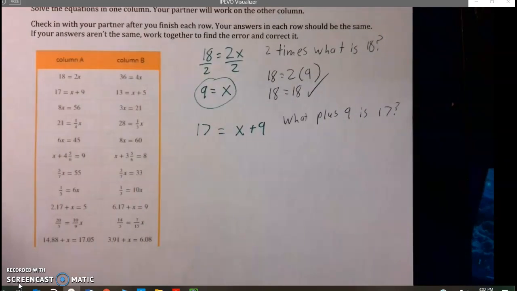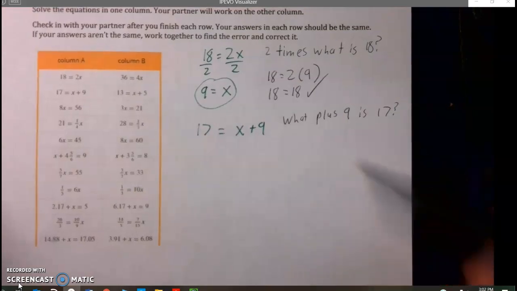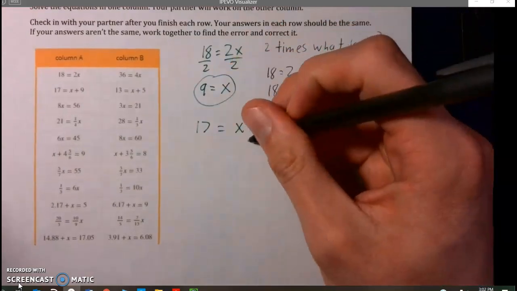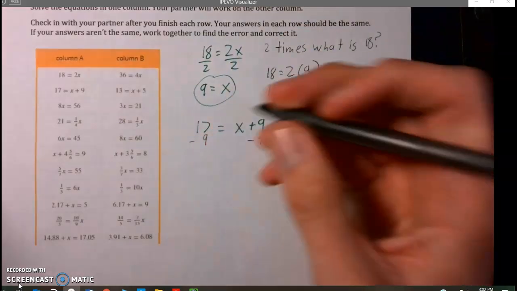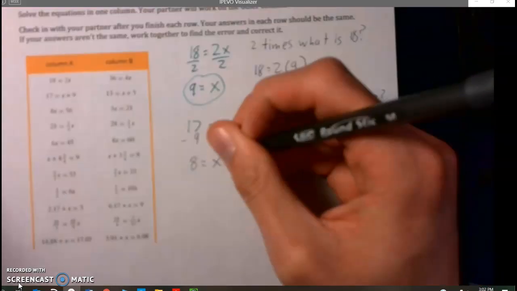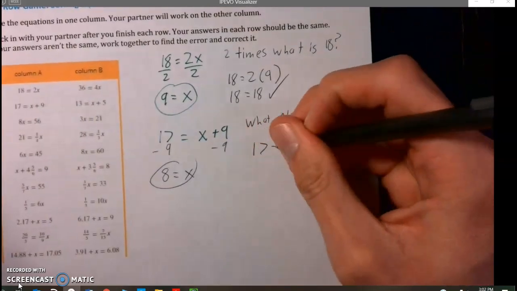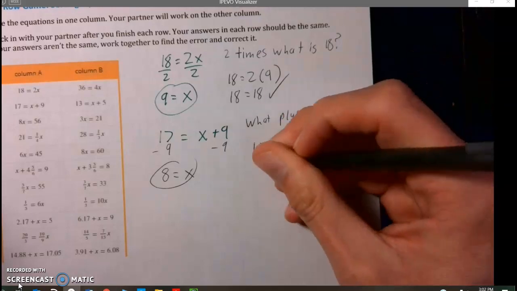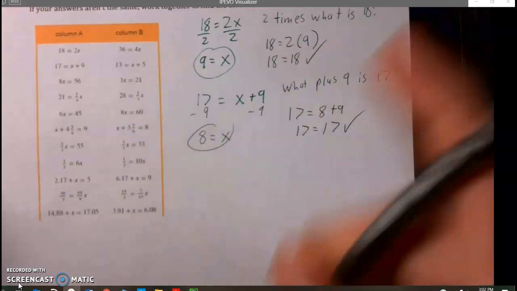But we always like to show work, and the only way to show work is to do that algebraic work where we use inverse operations. So if I know something plus 9 is 17, if I subtract 9 from 17, that will find my missing piece, my missing value. And x is 8. Once again, we're going to substitute in to check our work, and 8 plus 9 is in fact 17, so it worked. All right, on to the next one.